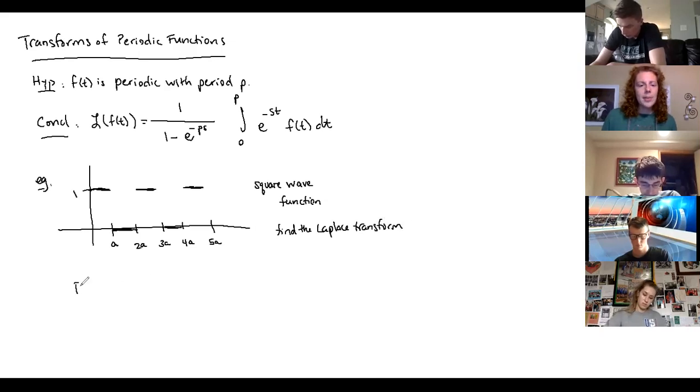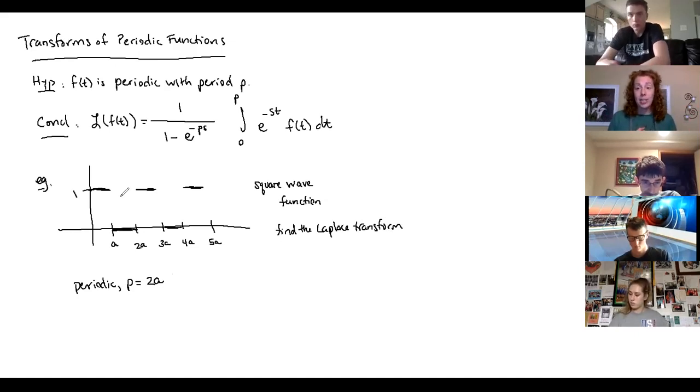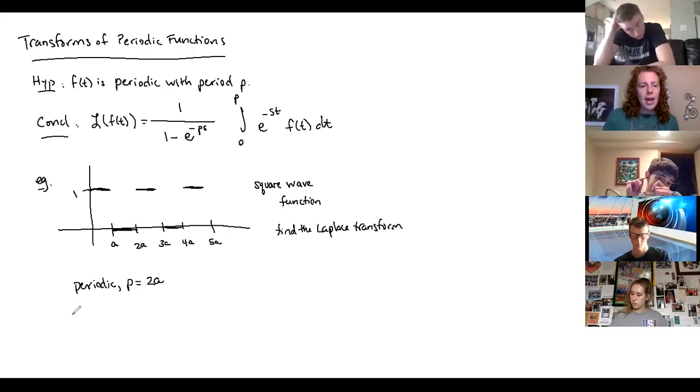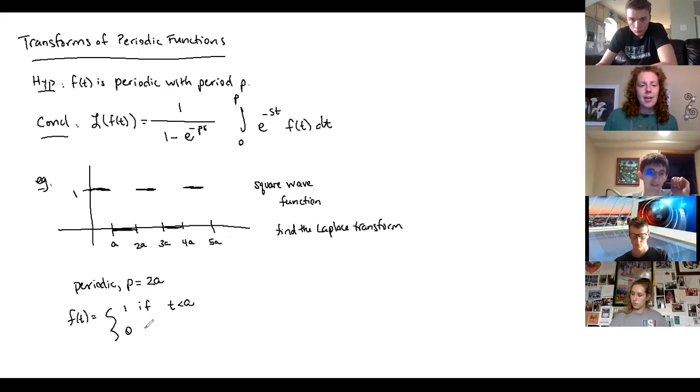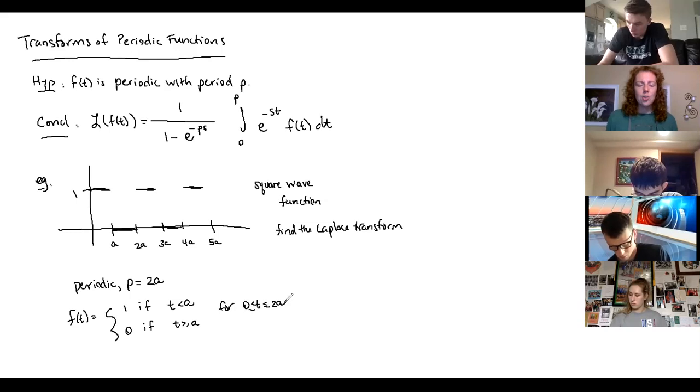All right, this thing is periodic. Yes, this thing is periodic. And my period is equal to 2a. Not a, but 2a, because if I shift this 2a, then I'm going to get exactly back what I started with. Periodic with period of 2a. And my function then looks like little f of t is 1 if t is less than a, and 0 if t is bigger than or equal to a. And this is for t between 0 and 2a.